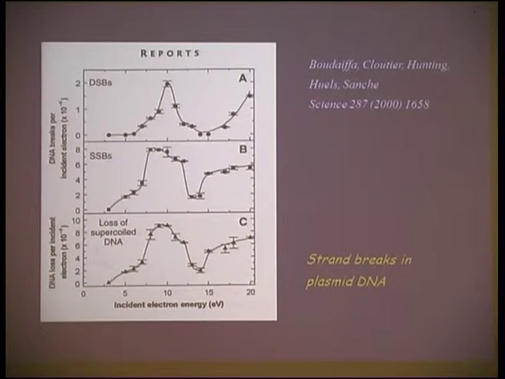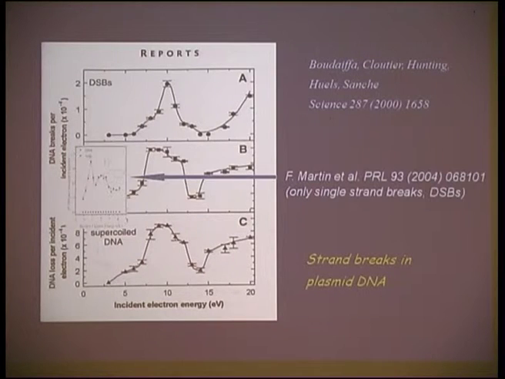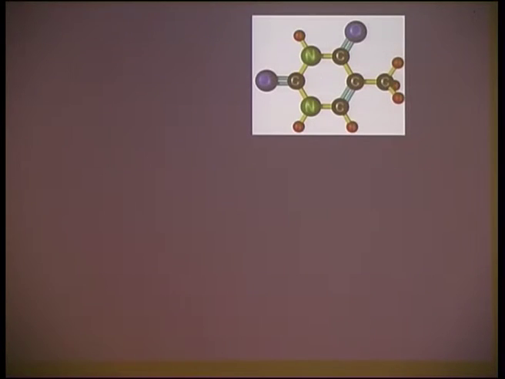So they extended the electron scale to lower energies. You can hardly see it. But in a paper a bit later, they showed that close to zero energy, within a resonance structure, you can also produce strand breaks in DNA, but only single-strand breaks in that case. So the question is, what is the molecular mechanism which leads finally to these strand breaks?